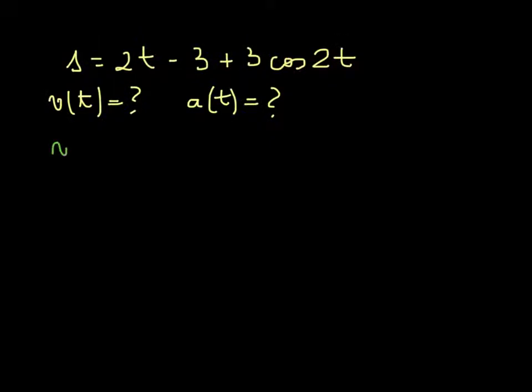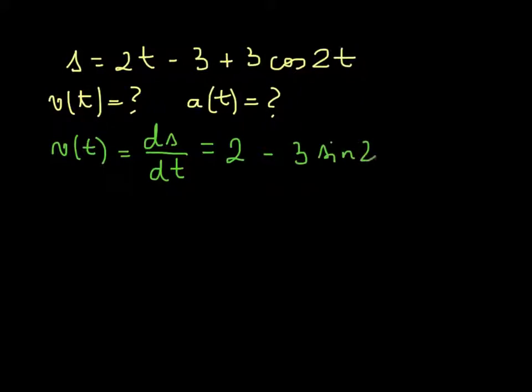So, the velocity is a derivative of the displacement, so we get 2 minus 3 sine 2t times 2 from the chain rule, so we get 2 minus 6 sine 2t.